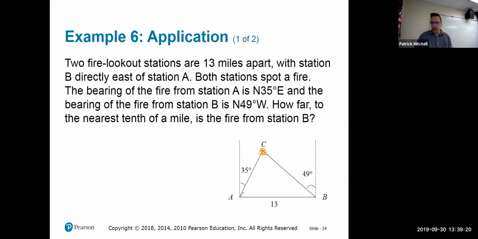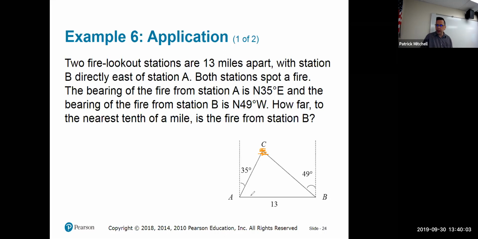Okay. So the bearing from station A to the fire is north 35 degrees east. So remember the bearings talk about, is it in the north or the south direction? And then how many degrees from the vertical do you have to go? Okay. So this angle is 35 degrees, and then the same thing coming from station B, it's north 49 degrees west. So that would look like this. Okay. So notice that that does not directly give you either of the angles in the triangle that we're going to end up using, but you can pretty easily figure those out, right?